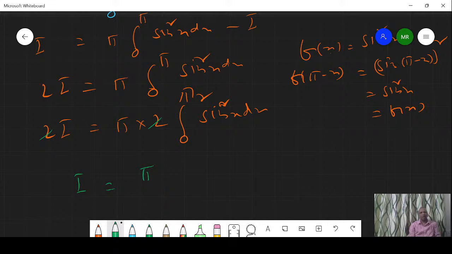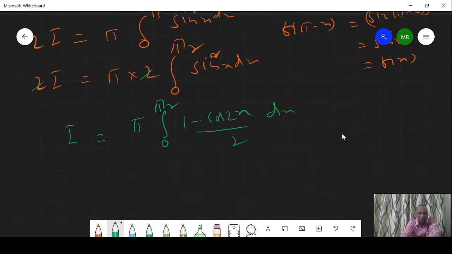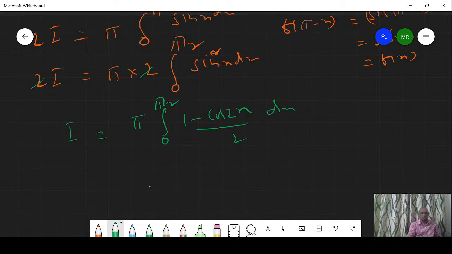Again, if you want, I can apply the property, we know I is equal to pi into I1, and I can solve that. Otherwise I can do one more way also. Sin square x, 0 to pi by 2, you can use sin square x is always 1 minus cos 2x by 2, or using the property also we can do. I have written 1 minus cos 2x by 2 dx.